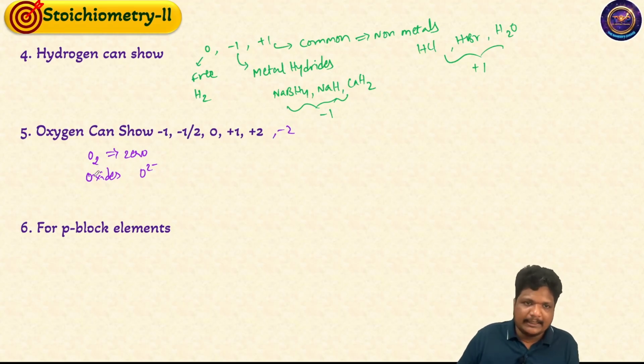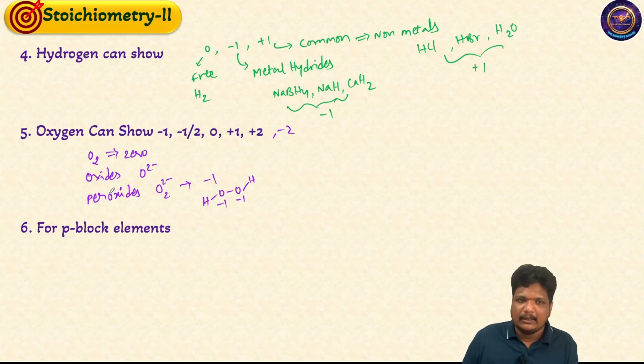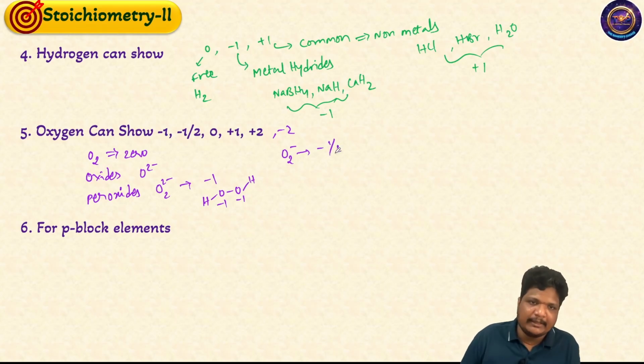In the case of peroxides, O2 2 minus, each oxygen shows minus 1 oxidation state. If you consider H2O2, each oxygen shows minus 1 oxidation state. In the case of superoxides, like O2 minus, each oxygen shows minus 1 by 2 oxidation state.